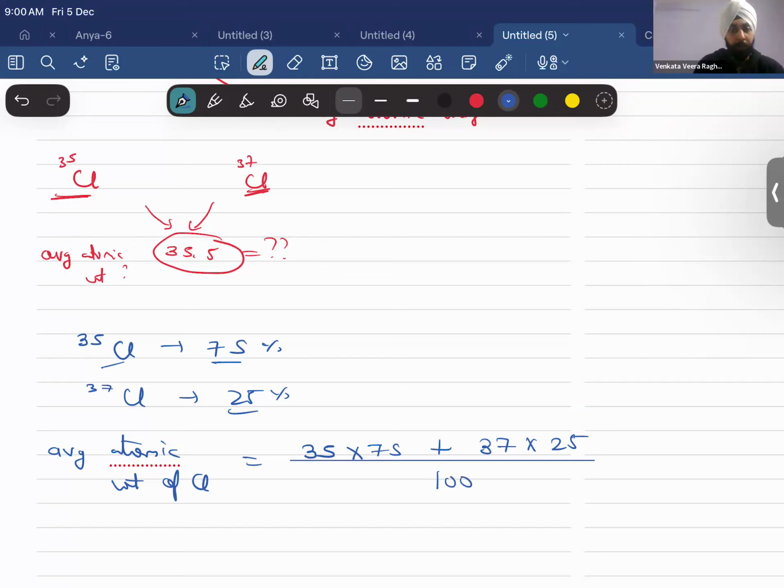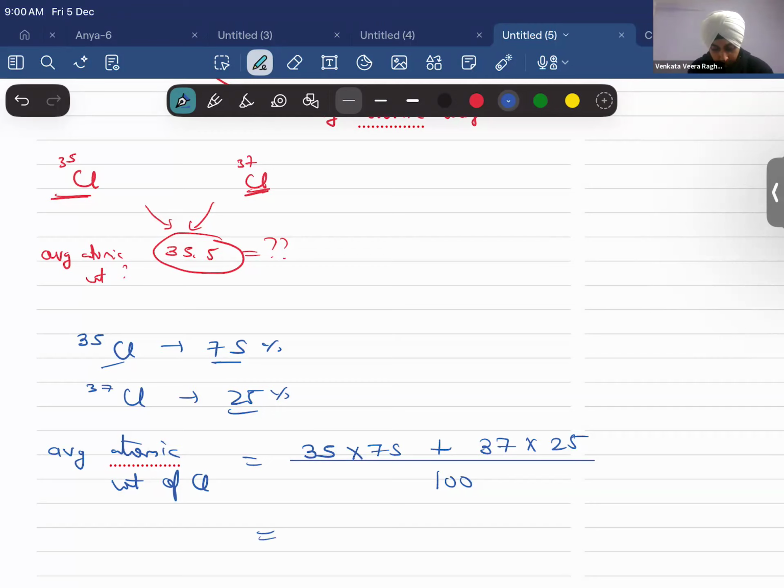I am having 75% of that Cl which has mass number 35 in nature. I am having 25% of that Cl which has mass number 37 present in nature. I am dividing it by the total percentage and I'll be getting the average atomic mass in this manner. Simple, very simple. Is it okay?